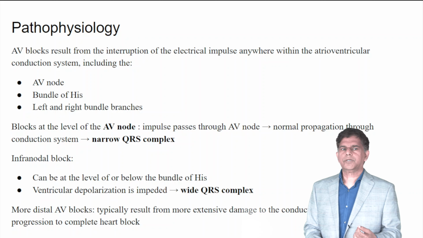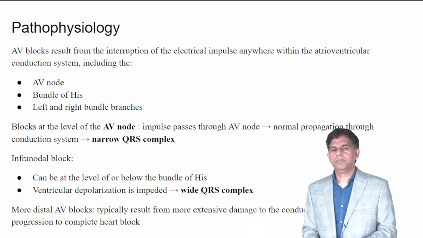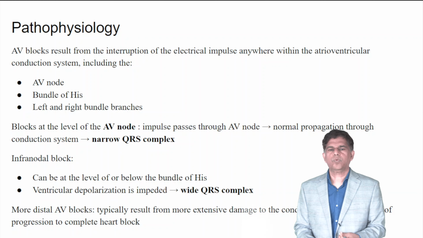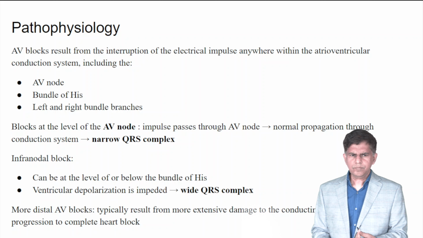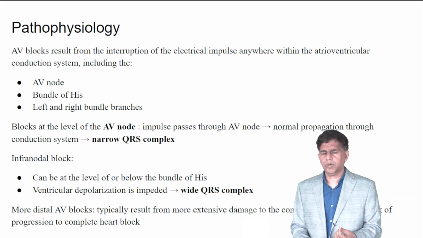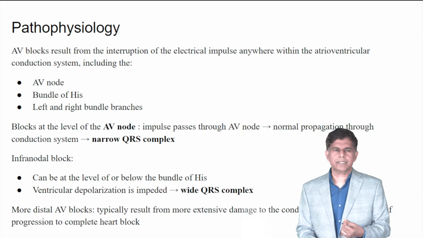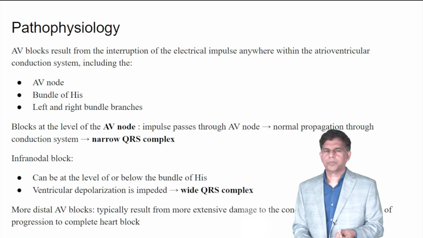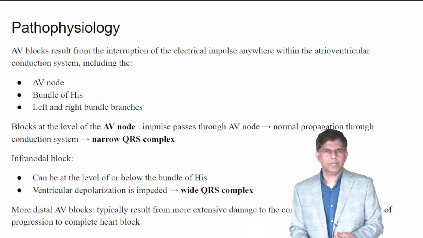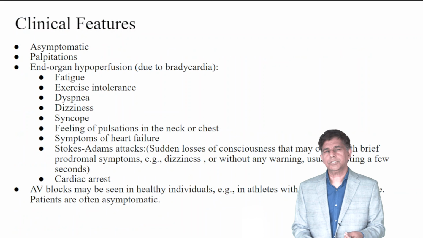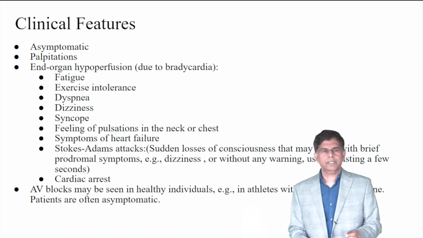And then infranodal block can be at the level of or below the bundle of His, and ventricular depolarization is impeded, then you can have a wide QRS complex. When you have more distal AV block, usually it results from extensive damage to the conduction system with increased risk of progression. That's where you really take it very seriously. You can have complete heart block there. So what are the clinical features? It can remain asymptomatic.